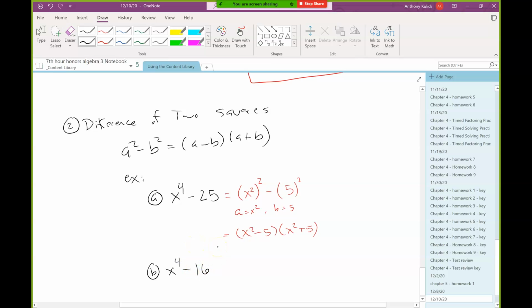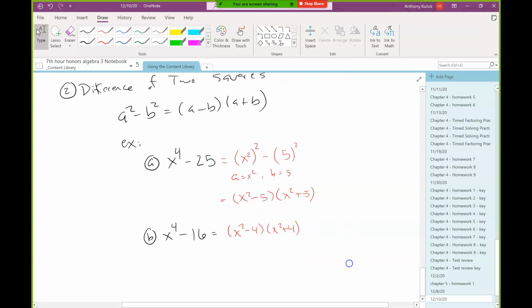Let's say this time, though, we had x to the fourth minus 16. And you might say, oh, I get it. It'll just be like x squared minus 4, x squared plus 4, right? Using the same kind of technique we just did before. And I'd say, well, you're almost finished. There's still some more we can do, though.